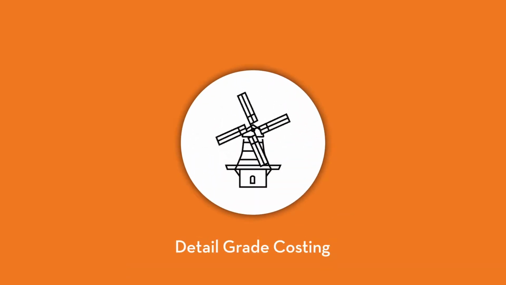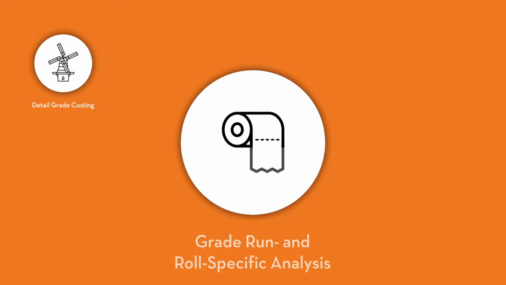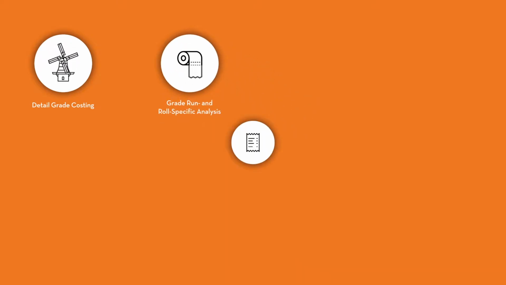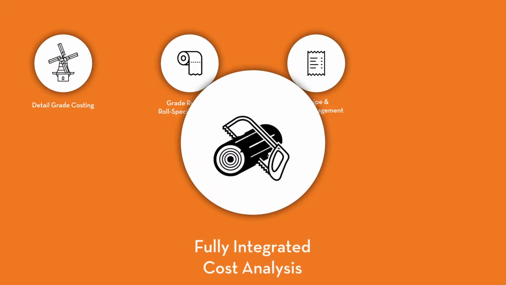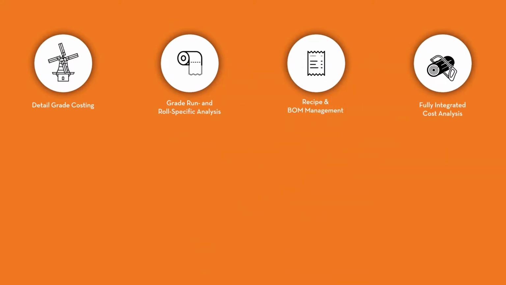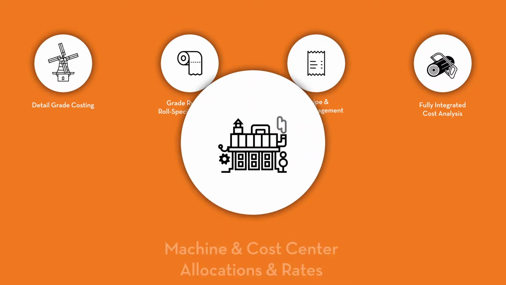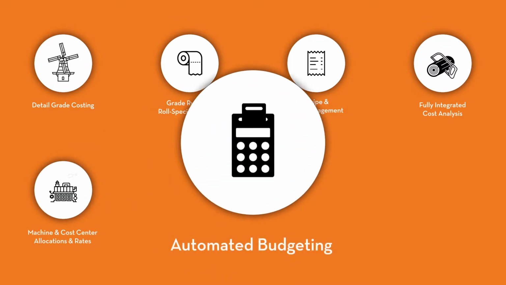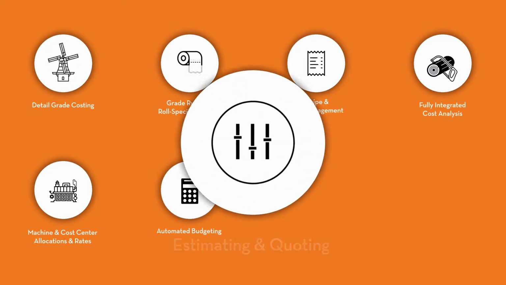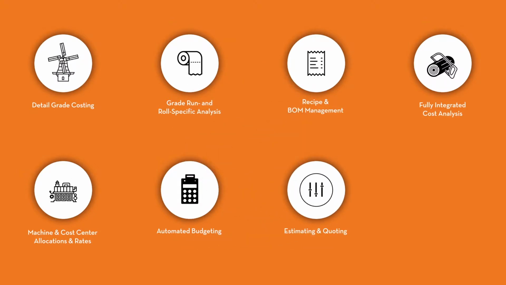Some of the benefits are detailed grade costing by paper machine, grade run and roll specific analysis, recipe and bill of material management, fully integrated cost analysis from woodyard to post-machine processing, machine and cost center allocations and rates, automated budgeting and earned production, estimating and quoting for new grades, and unlimited simulations to predict changes in costs and profits.